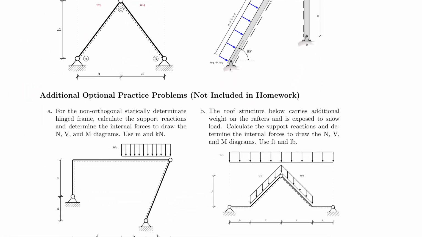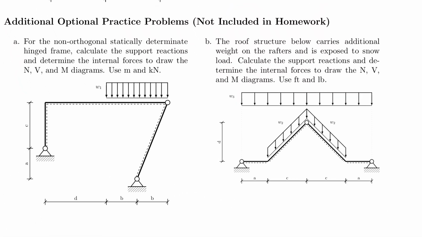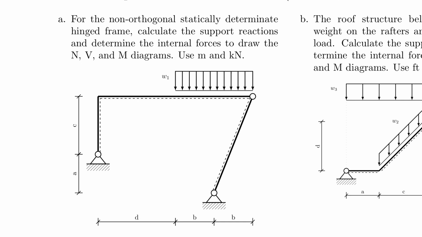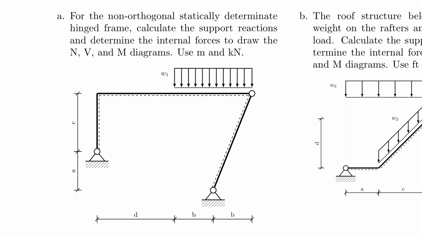Now let's take a look at these optional problems. Again, these are not requested of you, but let's start with this one. I think this is an interesting problem because, again, it has a sloped member in it or a non-right-angled corner, but it also has a right-angled corner. And in this case, you actually have a very interesting case where the resultant force of this distributed force passes through this point. So you might be surprised how quickly you can solve this problem if you really take a look at it and see what's going on.